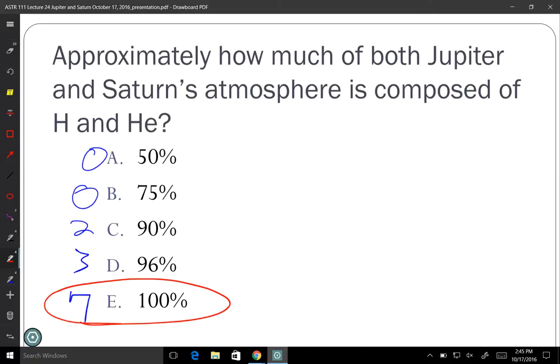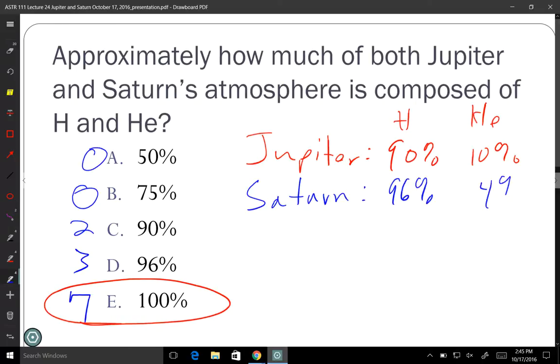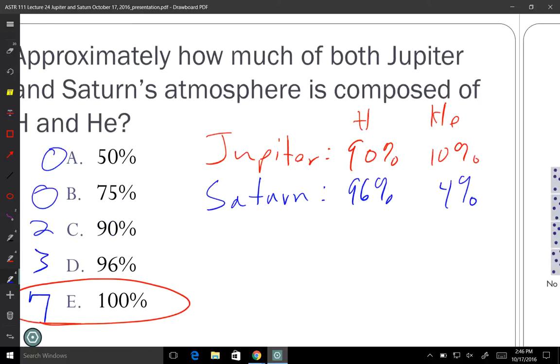Do you remember what the numbers were for Jupiter and Saturn? 90%, 10% in Jupiter. And then Saturn was 96% and 4%. Right. So the 90 and 96, those were just the amounts of hydrogen. Now, of course, this is in the atmosphere. This is not talking about the entire planet. It's just in the atmosphere. But the atmospheres are essentially all hydrogen, helium. Trace amounts of other things like water, ammonia, methane.